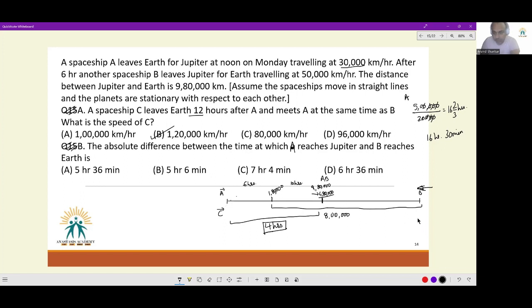What is the time that B will take? B has to travel 4,80,000 kilometers more at the rate of 50,000. So it will take 9.6 hours or 9 hours 36 minutes. This is not 16 hour 30 minutes, this is 16 hour 40 minutes. 2/3 of an hour is 40 minutes. 16 hour 40 minutes, 9 hour 36 minutes. So 4 minutes and 7 minutes. The difference in time is going to be 7 hour 4 minutes. And that is the entirety of question for both the subparts. Okay.